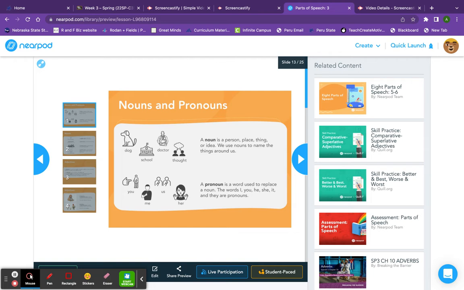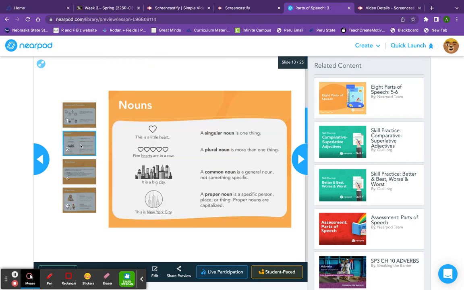Okay, nouns and pronouns. A noun is a person, place, thing, or idea. We use nouns to name the things around us. A pronoun is a word used to replace a noun. The words I, you, he, she, it, and they are pronouns. Then we're going to go on to slide 2, and here you're going to read more about what the nouns are. I want you to go ahead and read what the nouns are. We have a singular noun, plural noun, common noun, and a proper noun.